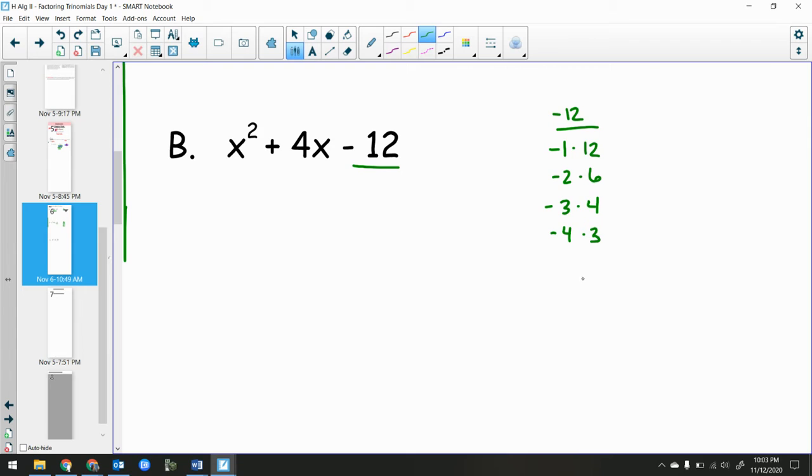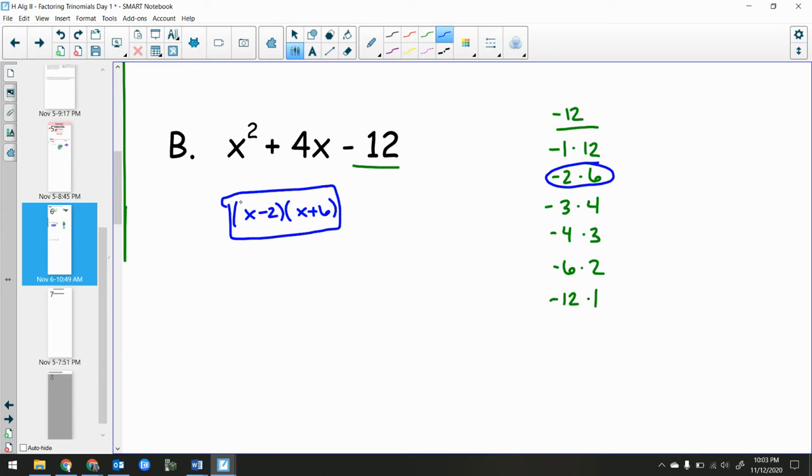Negative 3 plus 4 is positive 1. Negative 4 plus 3 is negative 1. So it does give me something different. So let's finish out my list. Negative 12 times 1. All right, so which set of these adds together to get positive 4? This one right here. So that means I can say x minus 2, x plus 6. And there's my answer. Okay, let's do one more of those.